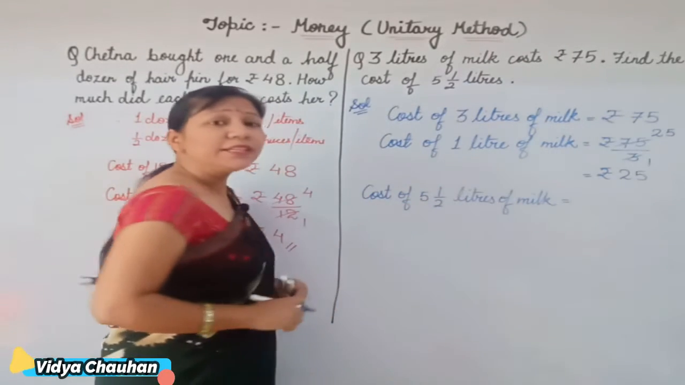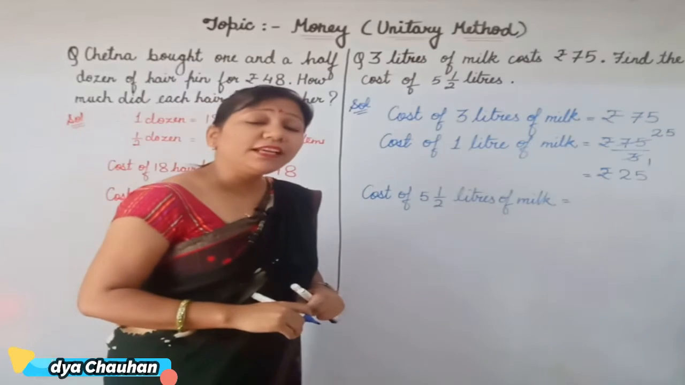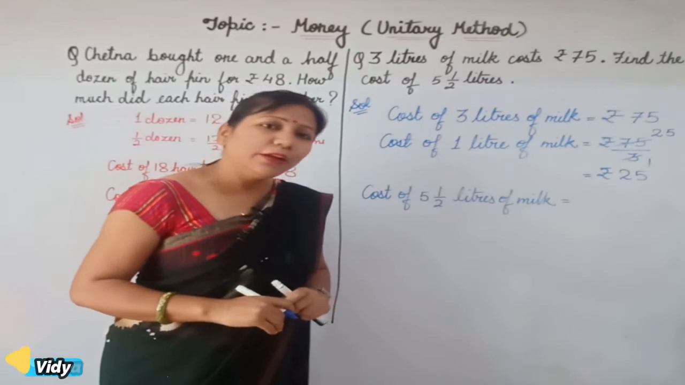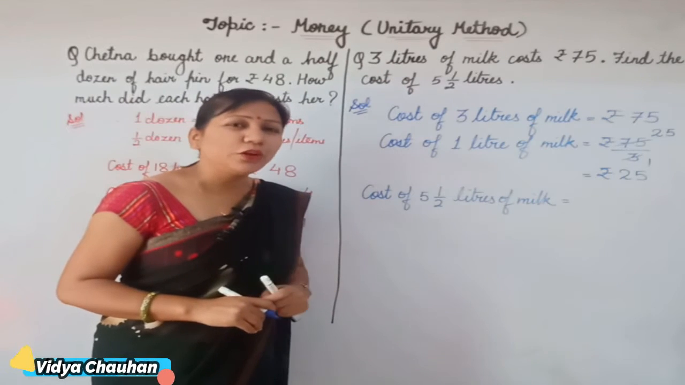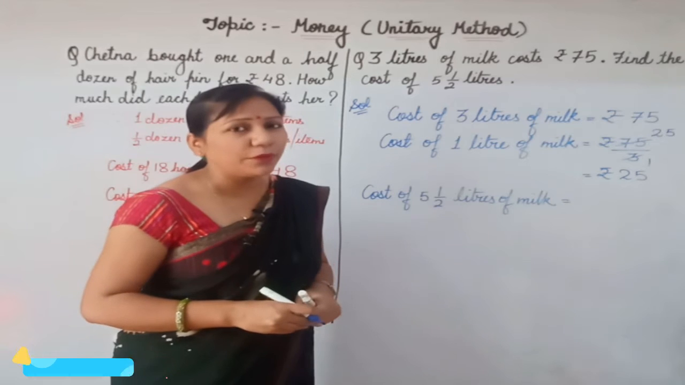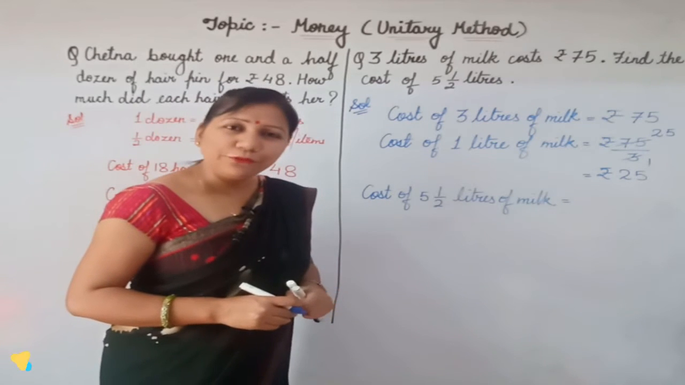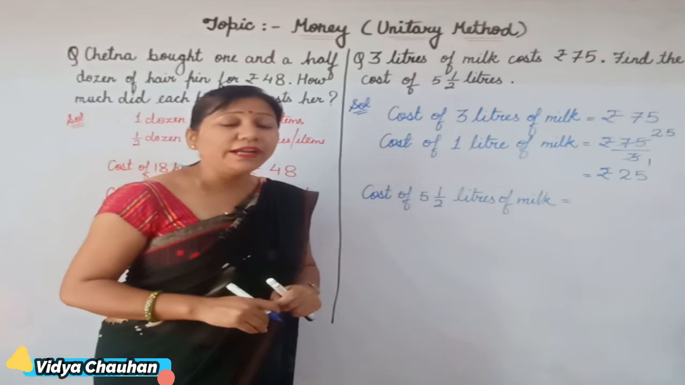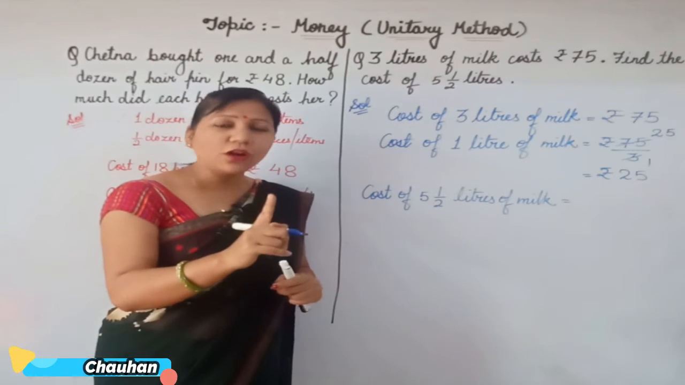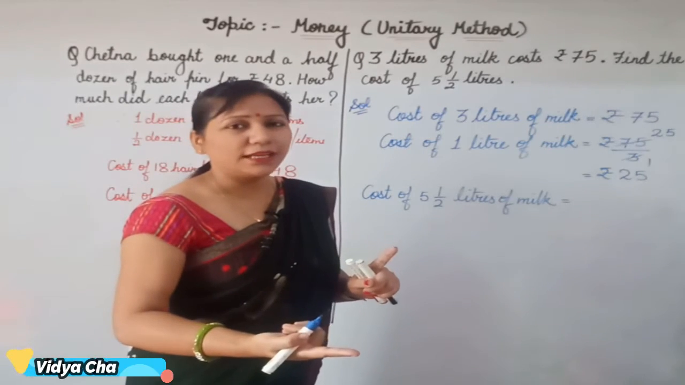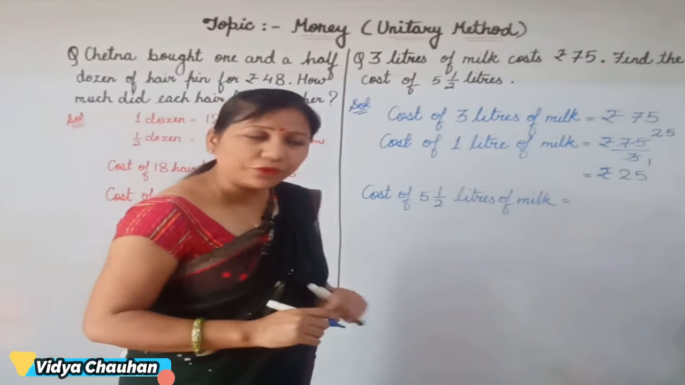This condition is somewhat like this: if the cost of one chocolate is rupees 10, then what will be the cost of 5 chocolates? Yes, 10 multiplied by 5, the number of chocolates, so that will be 50. What if you have to find the cost of 10 chocolates? Then it is the cost of one chocolate, rupees 10, times the quantity, 10. So 10 into 10 becomes 100.